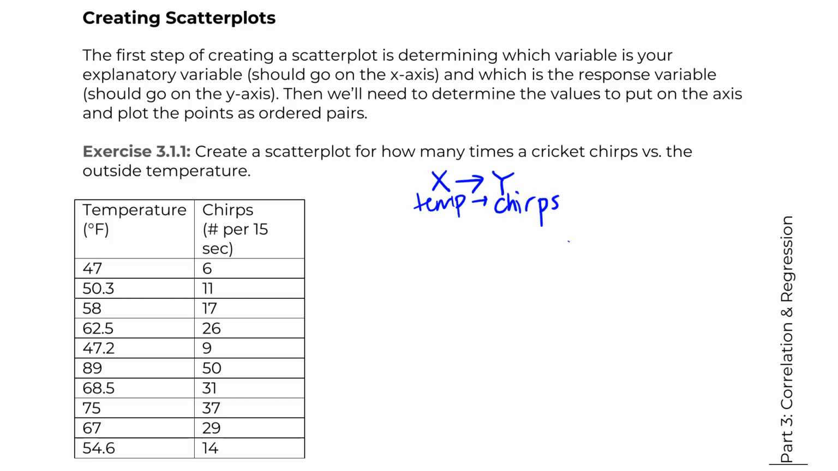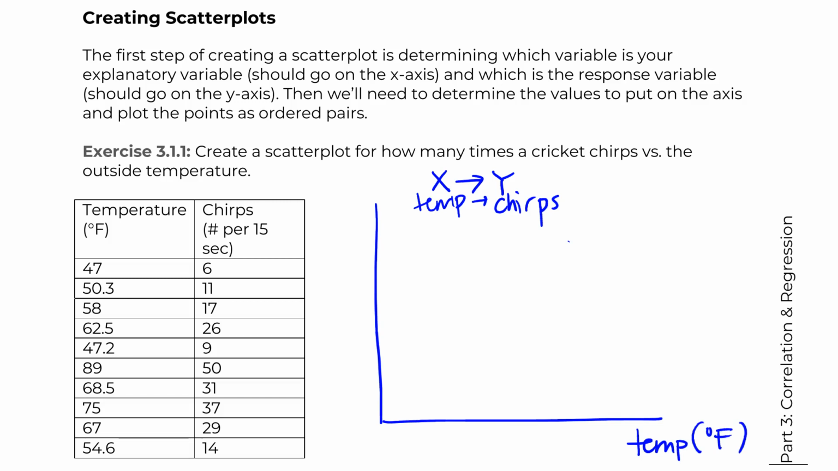Anyways, so now that we figured out which is our X and which is our Y, we're going to go ahead and make our axes and label them. It will be better than that previous one where I have no idea what the measurement unit was. And I'll spell chirps correctly. And now we can decide what our axes should start and stop at. So we want to look for the min and max of each of these. So temperature, our minimum temperature looks like it's 47 and the maximum is 89.